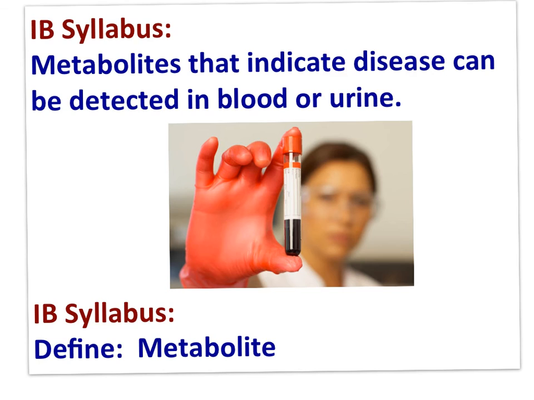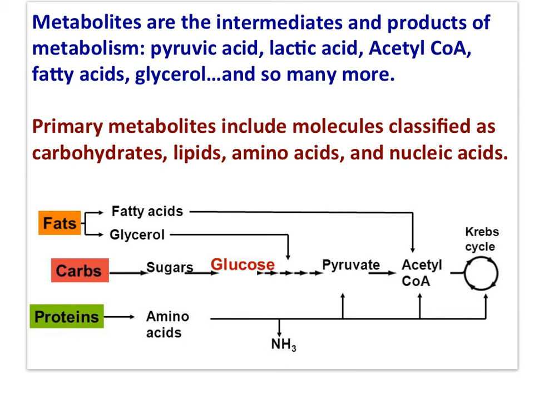So let's jump right in with the first IB syllabus statement. Metabolites that indicate disease can be detected in blood or urine. And just to ground our understanding, let's define the term metabolite. Metabolites are the intermediate molecules and products of metabolism.